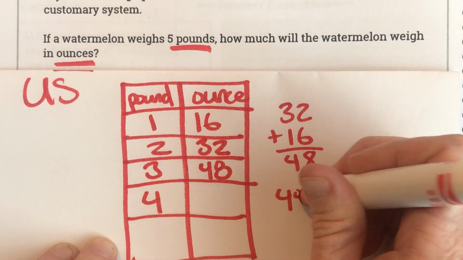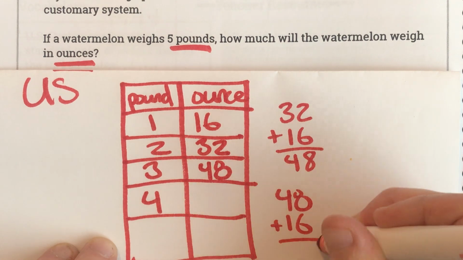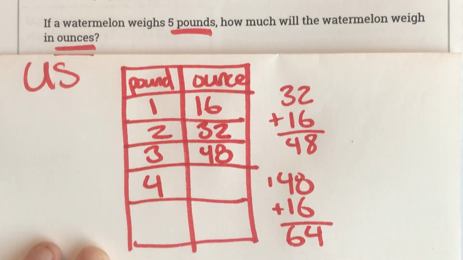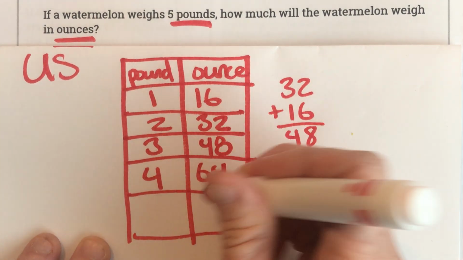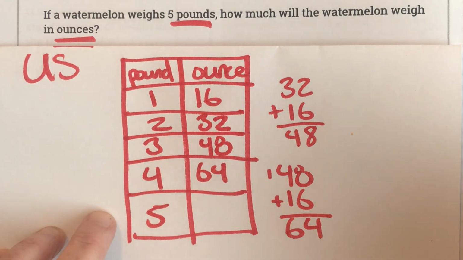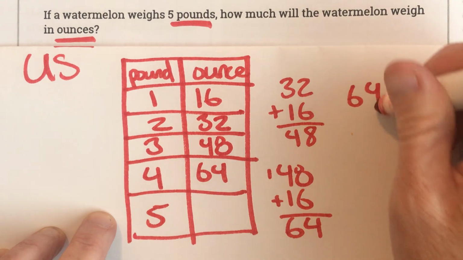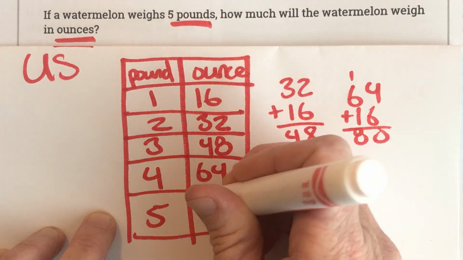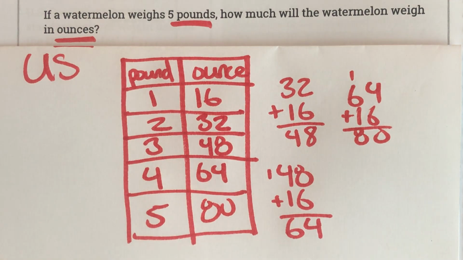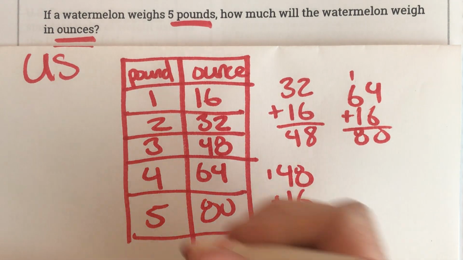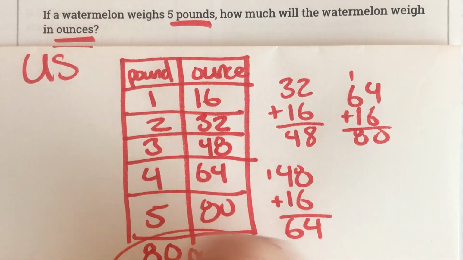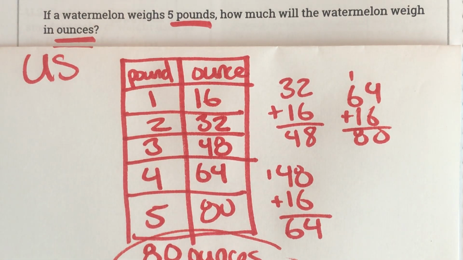How much is 4 pounds? Ooh, I have to add another 16, so I could do some side work. And I'm getting 64. How much is 5 pounds? Oh, I could do some more side work and say if I add another 16, what do I get? And I get 80. So 5 pounds is equal to 80 ounces. And that is my answer.